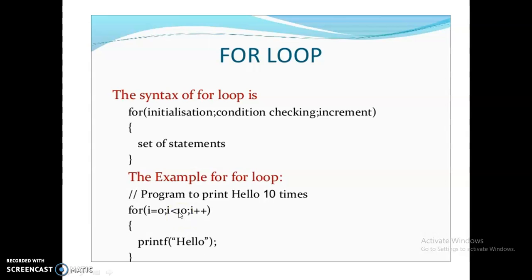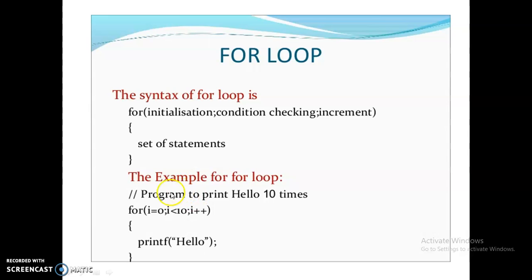If the condition is true, it enters into the body of the loop. It processes the set of commands within the curly braces, and after this is finished, it goes back to the third part, the increment. So increment this i value: i equal to i plus 1. In the first iteration the value of i is 0, so i equal to i plus 1 means 0 plus 1, which is 1.